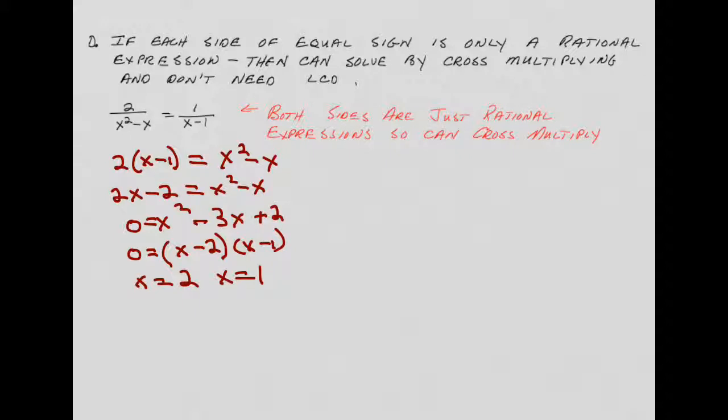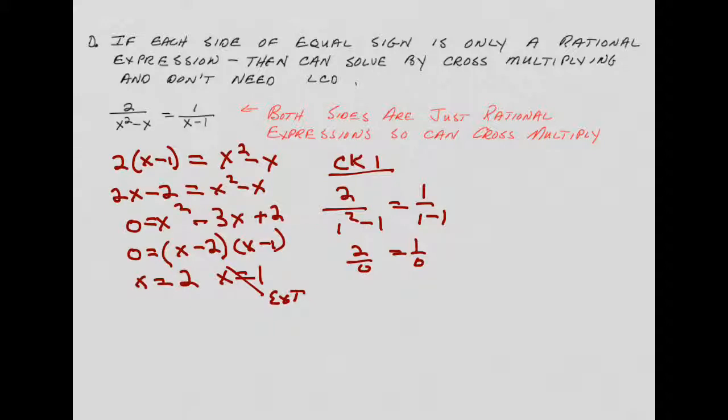Now let's check those. And so let's check 1. So if I put 1 in there, I'm going to get 2 all over 1 squared minus 1 is equal to 1 all over 1 minus 1. So 2 over 0 is equal to 1 over 0. And look, we're dividing by 0 in the denominator. We cannot do that, so 1 doesn't work. That's going to be extraneous.